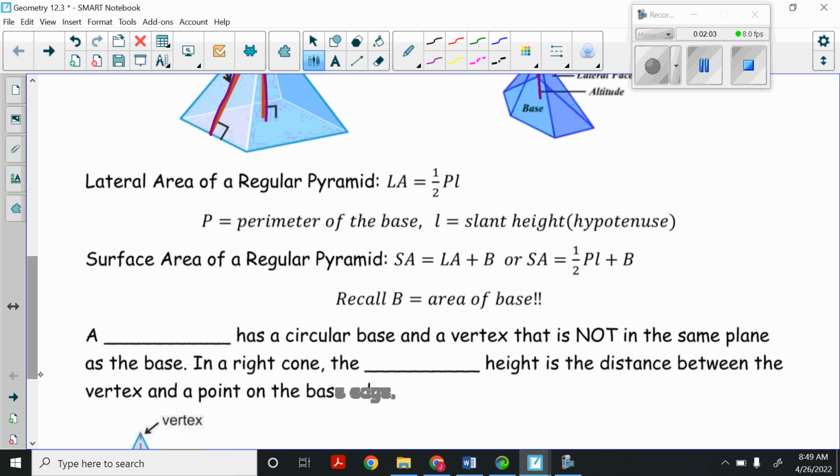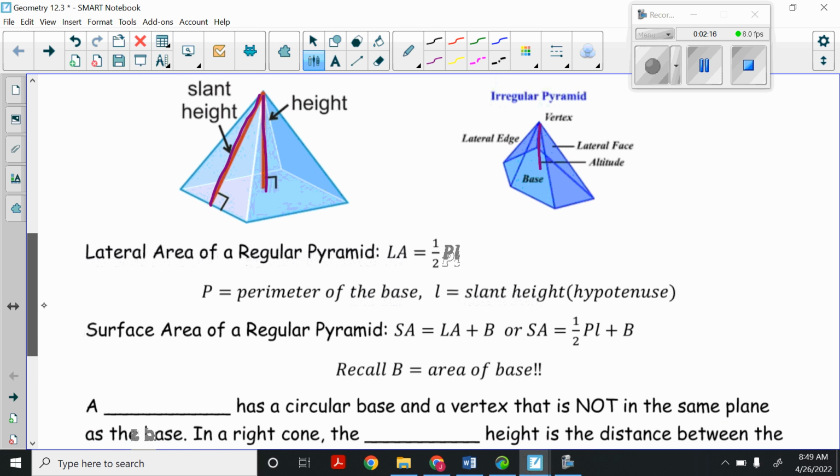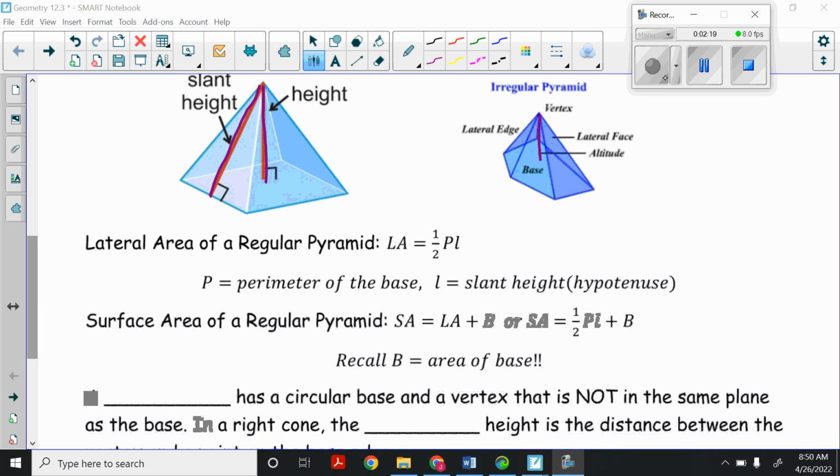So the lateral area of a regular pyramid is 1/2 capital P times L, where P is still the perimeter of the base, and L is now the slant height, which happens to be the hypotenuse. If I also have the height of the actual pyramid, then the slant height will be the hypotenuse for the triangle that I make. If I don't have the height of the actual pyramid, then my slant height is not the hypotenuse of the triangle that I make. And we'll see some examples of that.